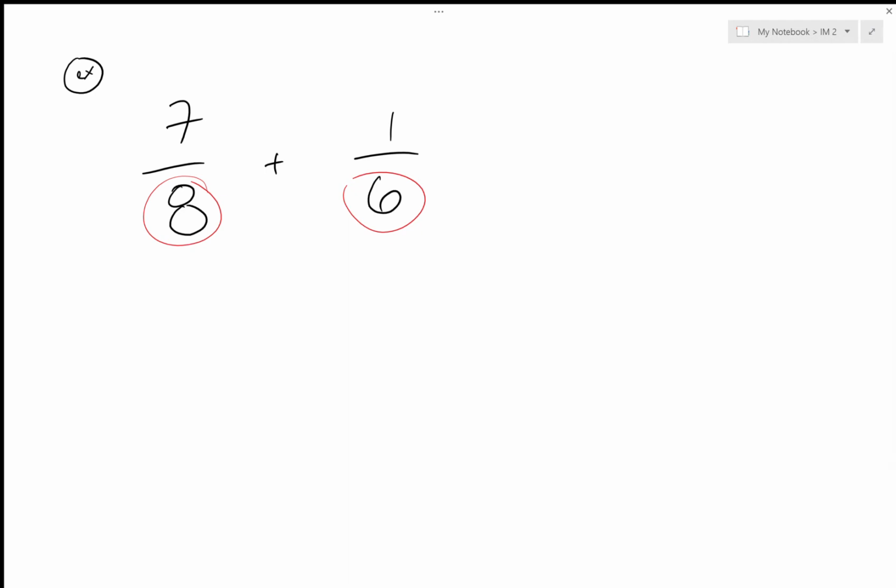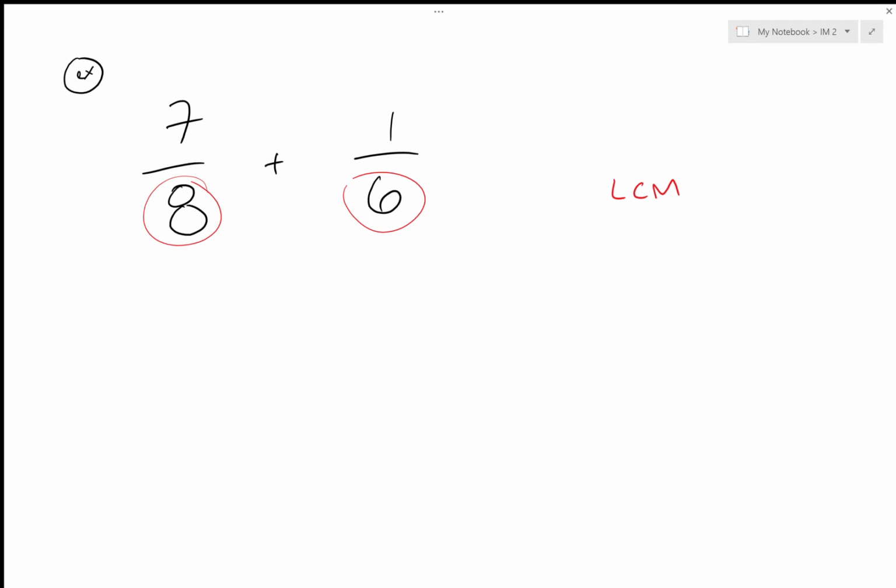You could do what we did last time, multiply 8 and 6 together, and now you've got a 48 on the bottom. Now that's a kind of big number. What might be helpful is let's look for the lowest common multiple. What numbers do 8 and 6 both go into? So hopefully there's something smaller than a 48.